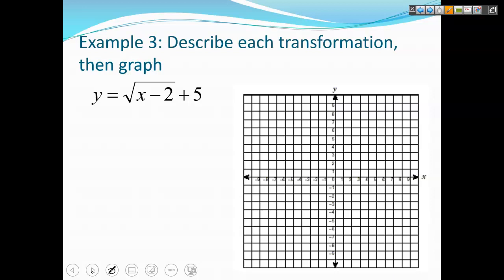So again, not a vertex, but it represents our starting point. So the negative 2 moves my graph right 2. The plus 5 is going to shift the parent function up 5 units. That right 2 and up 5 are going to affect my domain and range.